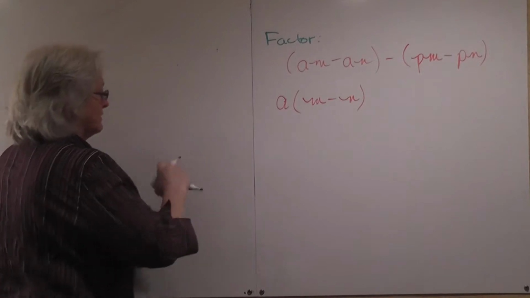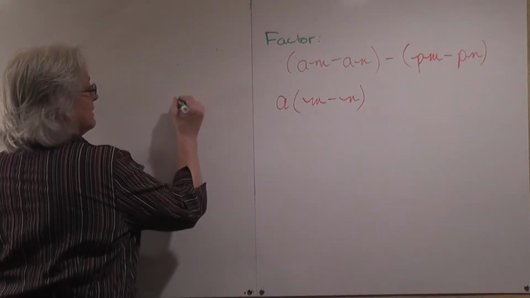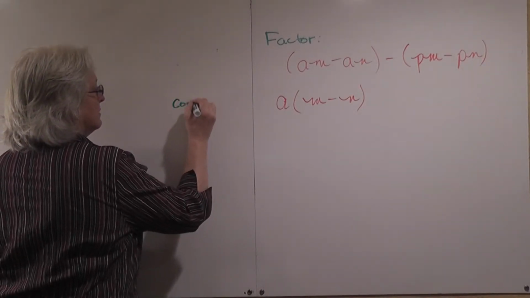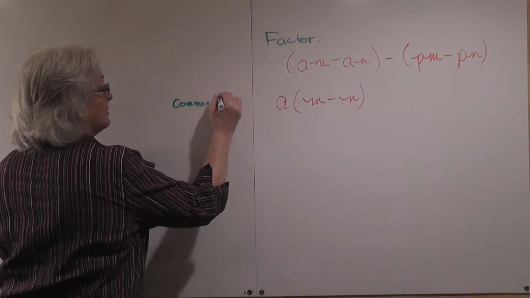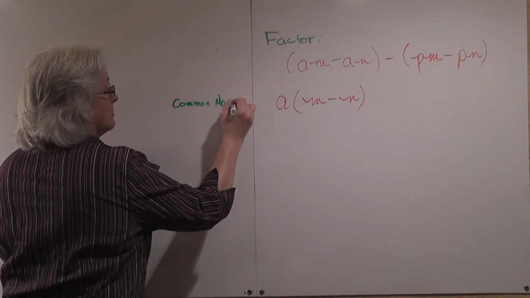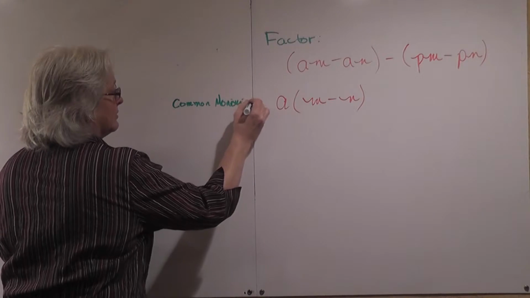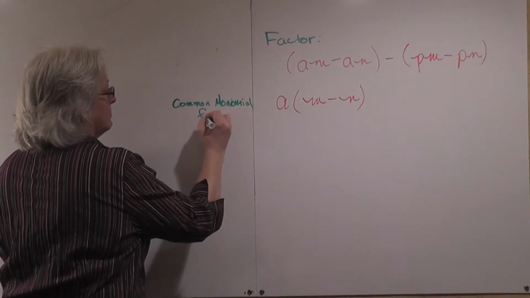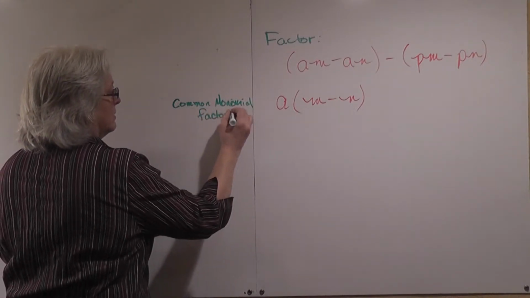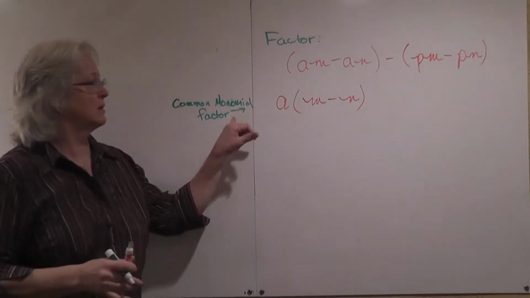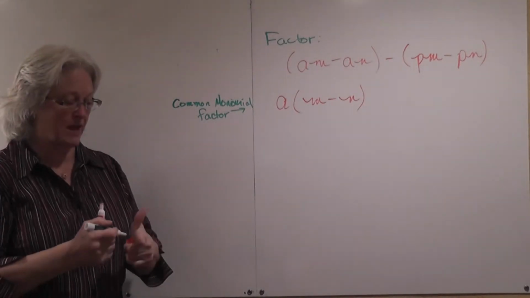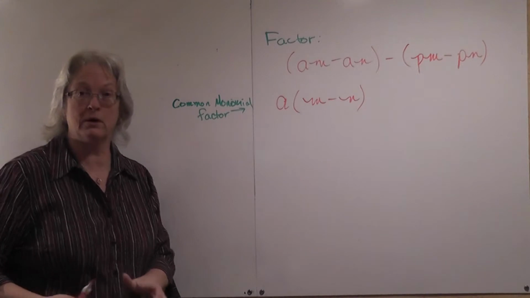Let me write myself a little note here so that you see what we did. We have a common monomial. It's hard to write monomial and talk at the same time. We're pulling out a common monomial factor here of a. Do we have a second one? I'll bet we do.